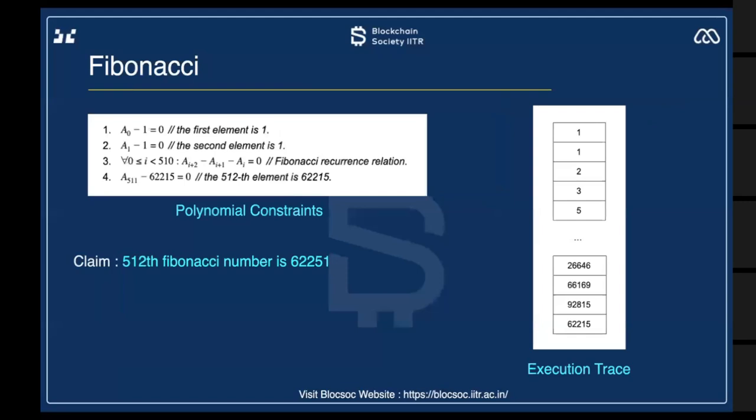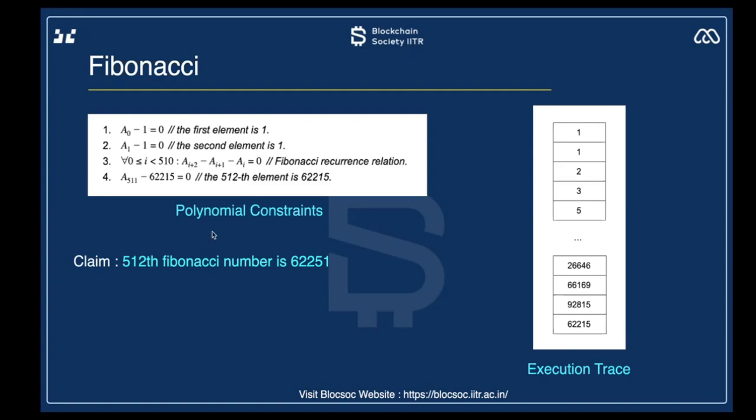So let's see another example. This time it is the Fibonacci number. The information that the prover wants to prove to the verifier is that he has calculated the Fibonacci numbers till 511, and he knows the value of the 512th Fibonacci number. Okay, so this is equivalent to proving that he has calculated all the Fibonacci numbers till 512. So what would be the execution trace of this problem?